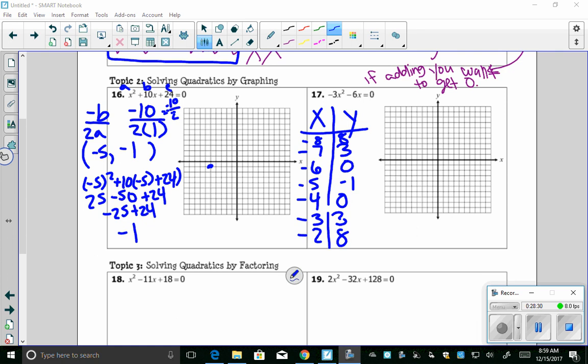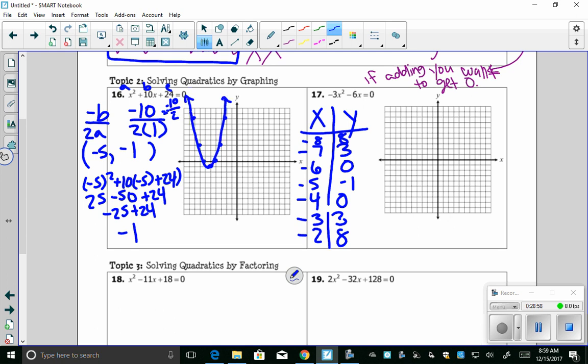Alright, so once you get your table set up, all you have to do now is plot your points. So I've already plotted my vertex, so I'm going to go to negative 6, 0, negative 4, 0, negative 3, 3, negative 7, 3, and negative 2, 8, and negative 8, 8, and graph.